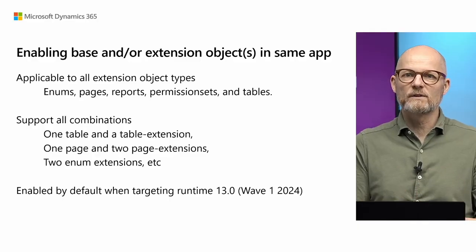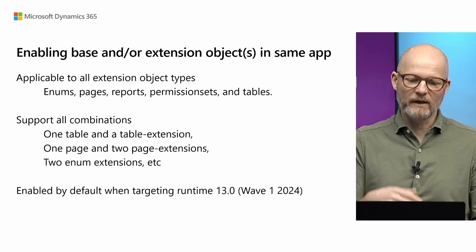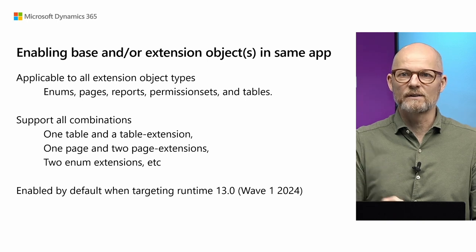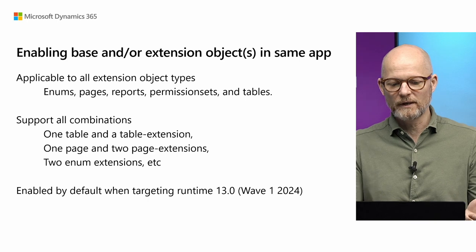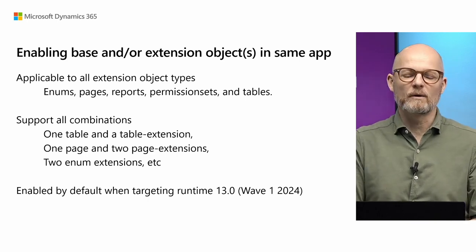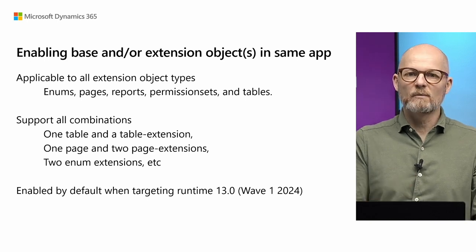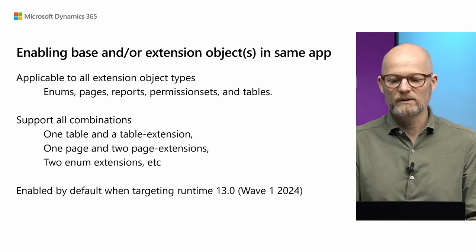So what do we support here? We have many extension objects, and actually we support all of them. So enums, pages, reports, permission sets, and tables can have base and extension objects in the same app, or you can have multiple extensions in the same app. And we support the combinations: one table, a table extension, one page, two page extensions, all the combinations. It is enabled by default when targeting runtime 13, which is the current release.